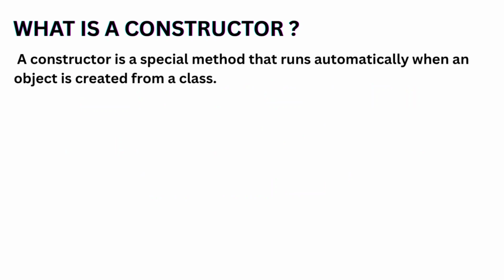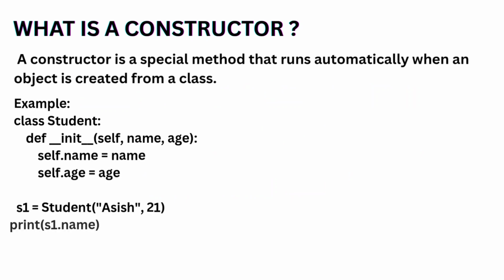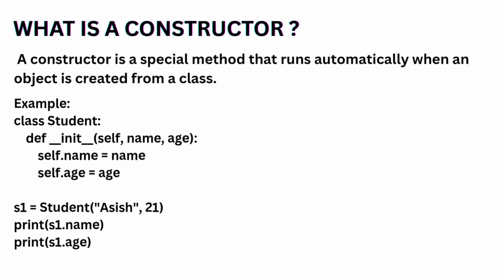Let's see an example. When we create an object S1, Python automatically calls the init method. This method sets up the initial values for the object's attributes, in this case, the student's name and age.